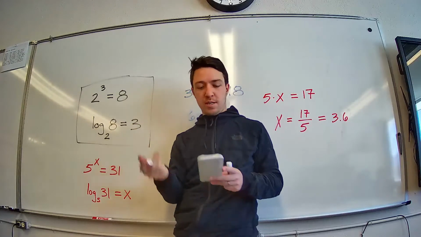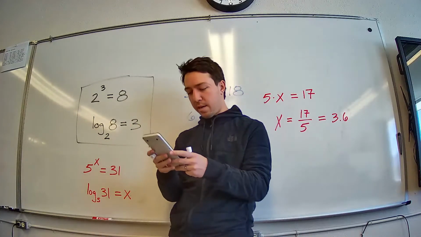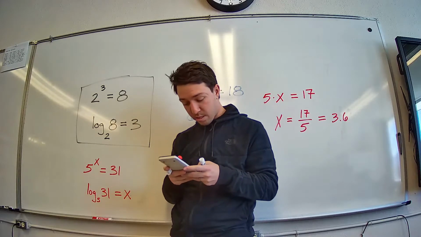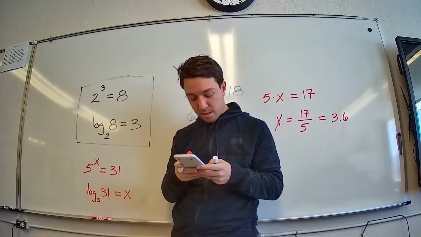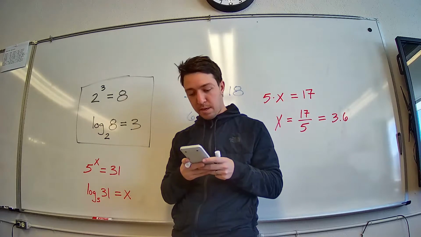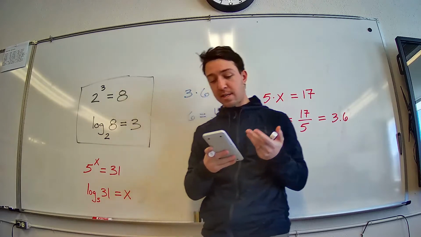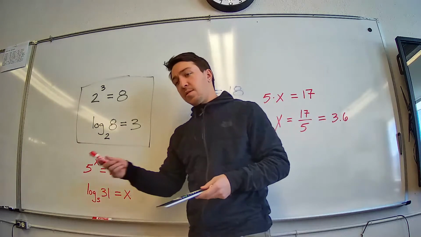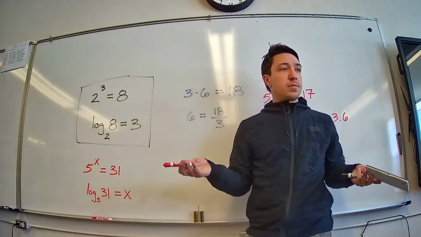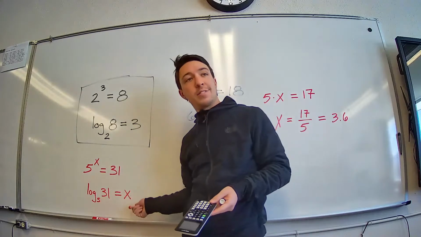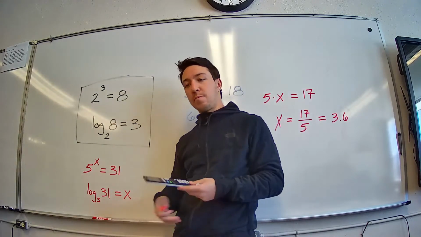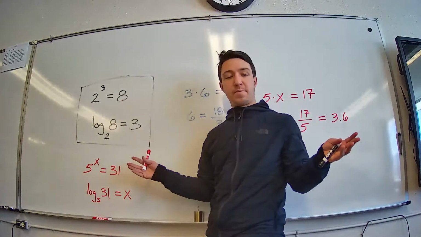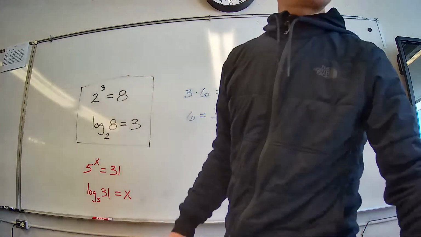Probably more like 2.1-ish. And I can ask the calculator, oh, great calculator, what is log base 5 of 31? What does it come out to be? 2.133656215. And that's an irrational number. So this number here is not rational. It's going to be some crazy decimal that goes forever and never repeats. Okay?